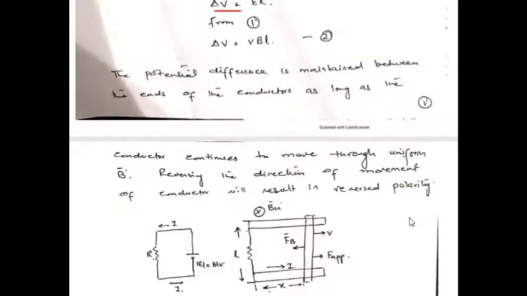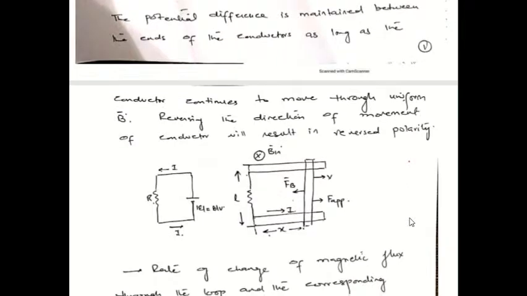Now this is another case. In this case, we have a conducting circuit over here. This is R. In this conducting circuit, we have these two rails. These two are the conducting rails. This is the conductor which we will move in the uniform magnetic field.